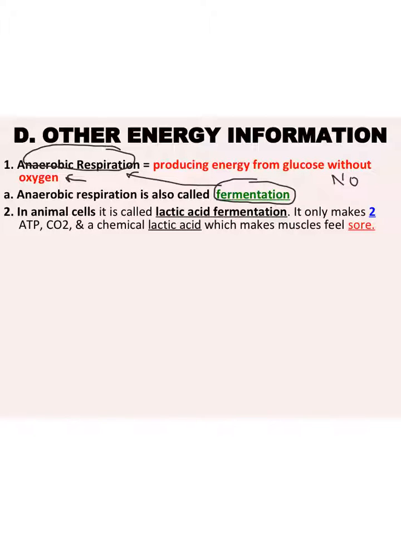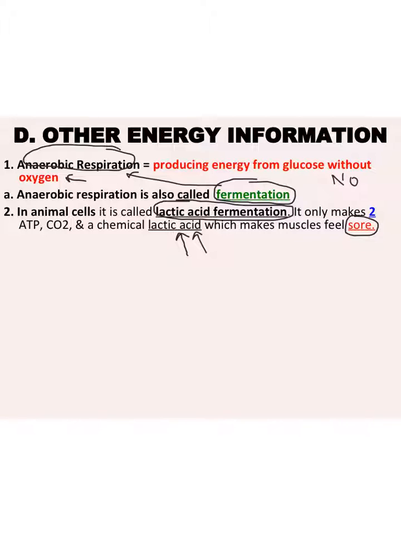In our cells, you're an animal, in case you didn't know that, it's called lactic acid fermentation. The reason for that is if you lift weights really, really hard and there's not enough oxygen present for your cells to use aerobic respiration, they start going anaerobic. And when they do that, you produce something in your muscles called lactic acid. And in case you're curious, that's what makes you feel sore.